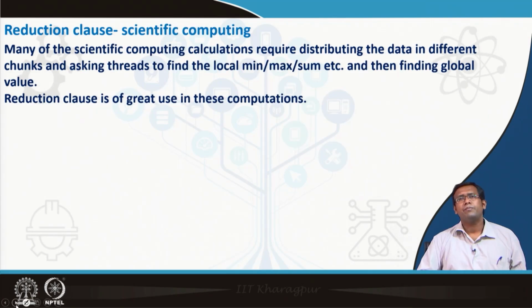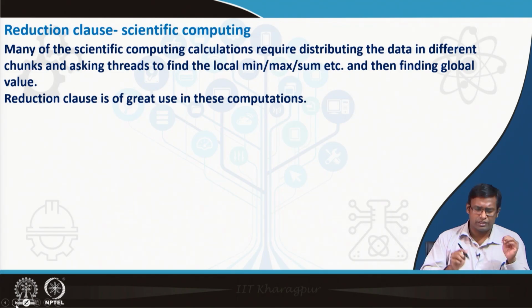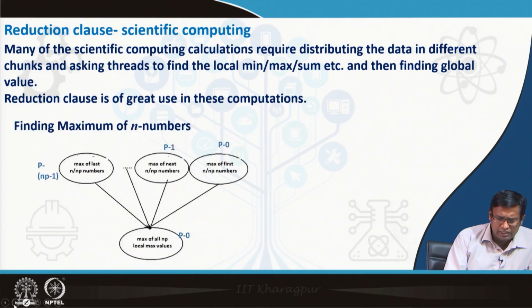Many scientific computing calculations require this type of work: distribute data in different chunks, ask threads to find the local minimum, maximum, sum, etc., and then find the global value. Reduction is of great use in these computations. We can see that if we have to find the maximum of n numbers, and each processor gets n by np numbers, where np is the number of processors.